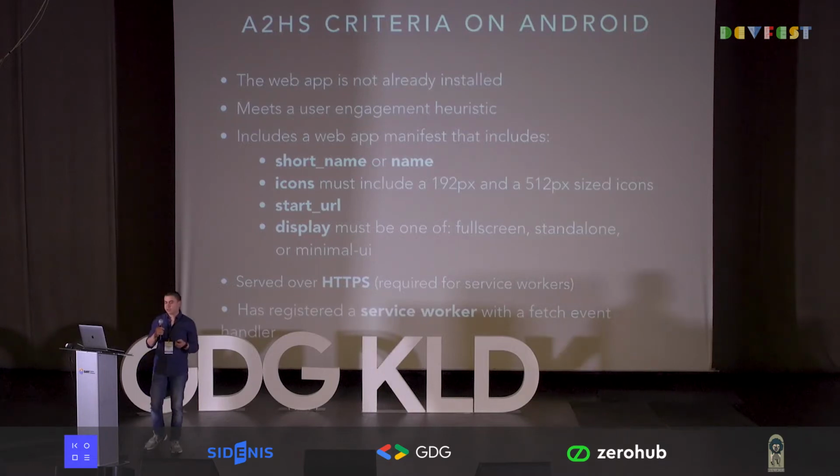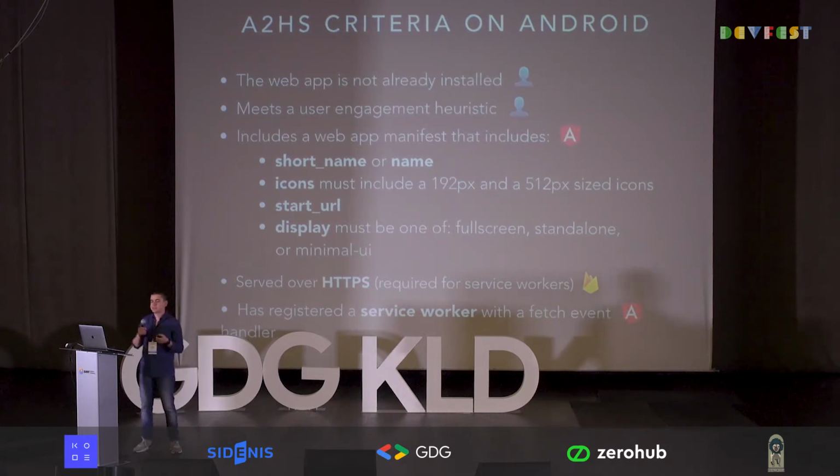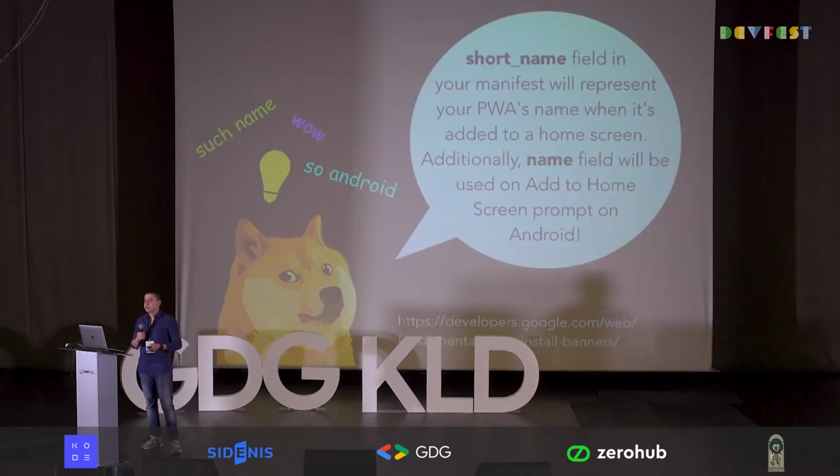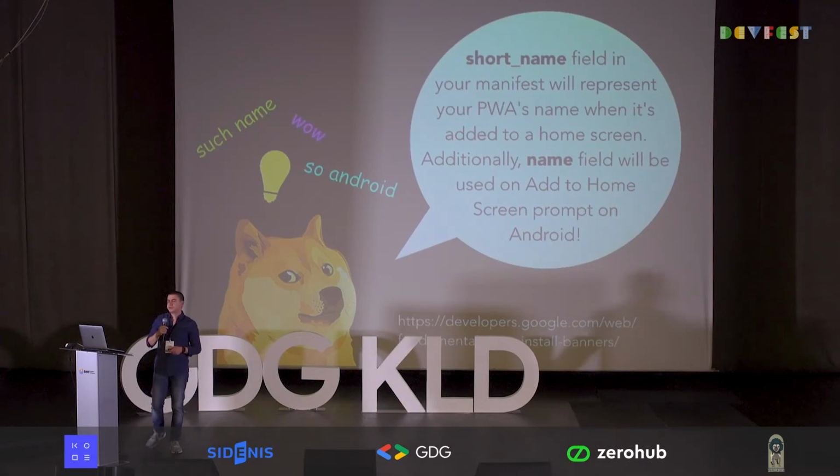It might look like a lot, but you actually get most of them for free when you use vendors like Angular and Firebase. Firebase is automatically served over HTTPS. And the manifest file and service worker created by Angular already satisfy these criteria. The short name field in your manifest file represents your PWA's name when it's added to the home screen. And additionally, the name field will be used in the add to home screen prompt.